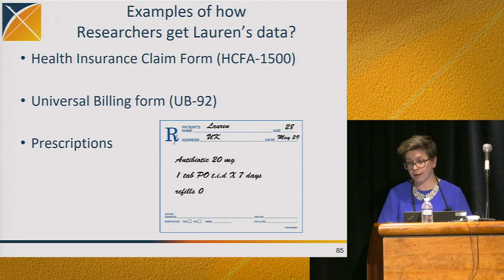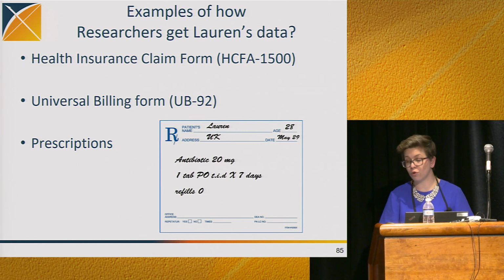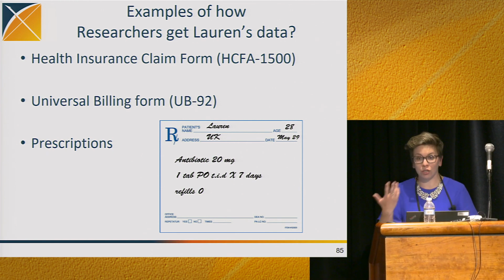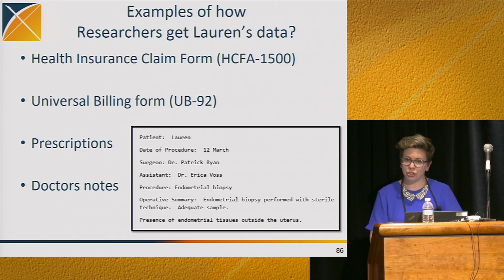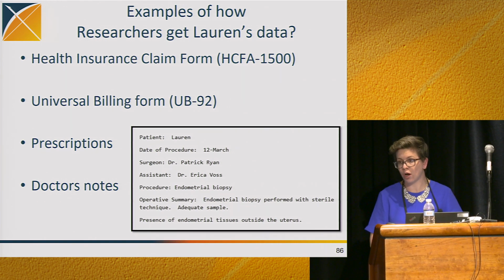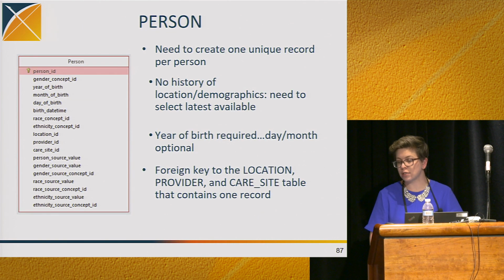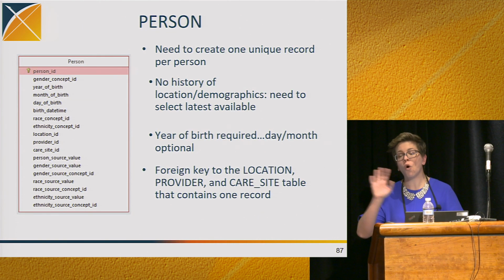Lauren could have also been given a prescription, and prescriptions also contain a lot of information about who it was prescribed to, the dates, what the prescription was, how often to take it, and whether she was given any refills. And there could be doctor's notes too. For example, if you've ever had to go into surgery or get a biopsy, a lot of times the surgeon or radiologist will send back a report to the doctor making a statement about what they thought they saw or what they think is happening. So this is another way that data could come across. And there are lots of other ways.